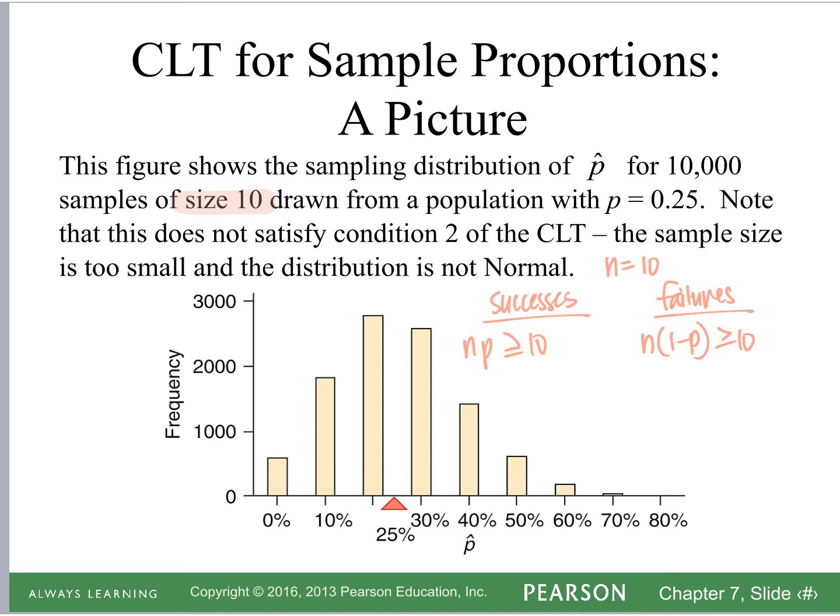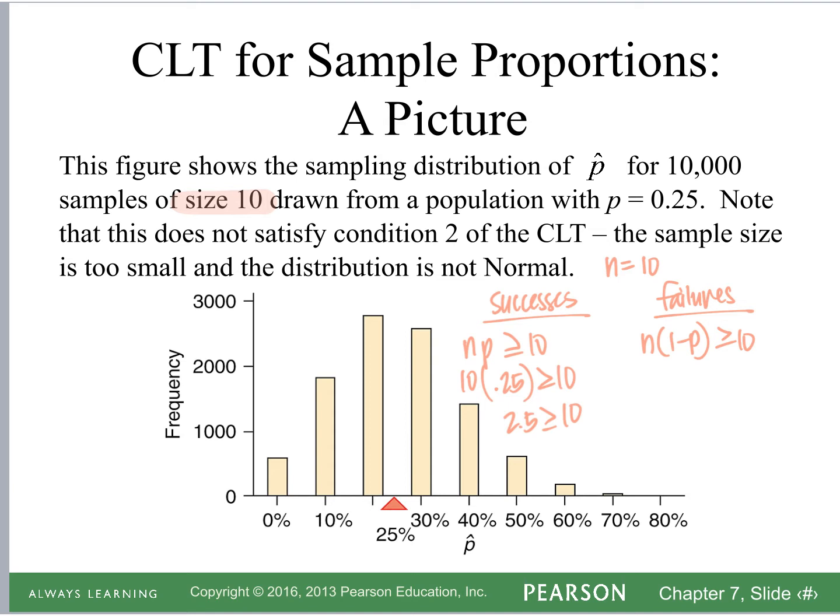Okay, so here is how we're going to calculate successes and failures. We're going to take the sample size of 10, multiply it by our p, our proportion of 0.25, and that needs to come out greater than 10. But as you can see, it's not going to, because 10 times 0.25 gets us to 2.5, which is less than 10. So that one doesn't work out.